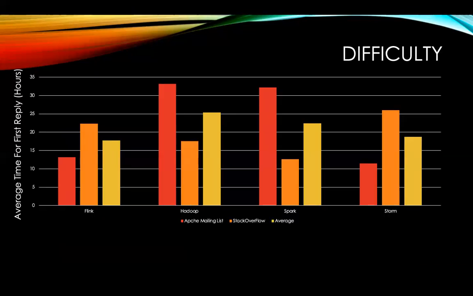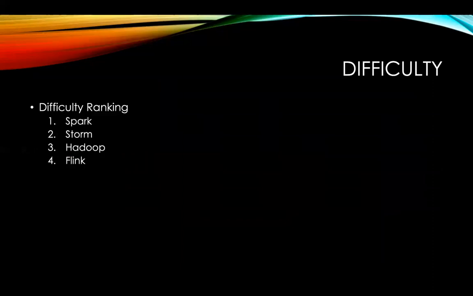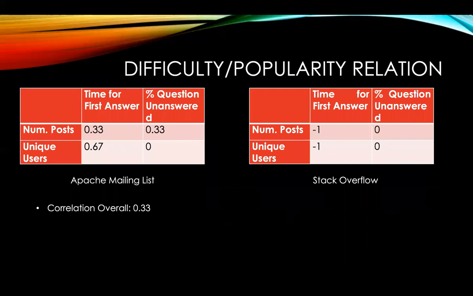And then next, we looked at how long it took for a question to receive an answer on average. As you can see, this is in hours. Interestingly, on the Apache mailing list, Hadoop and Spark took above 30 hours on average to receive an answer. But on Stack Overflow, it was much less, with about 16 to 13 hours between them. So that's interesting to note. And then our final rankings for difficulty were Spark was the hardest, then Storm, Hadoop, and finally Flink was the easiest from our observations.